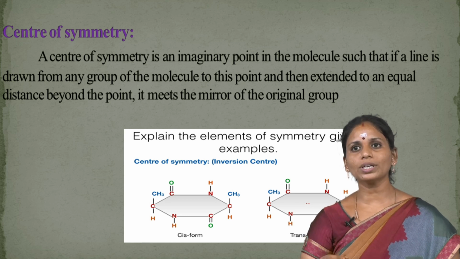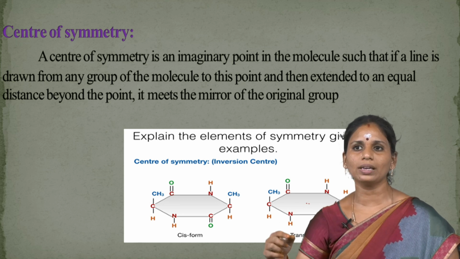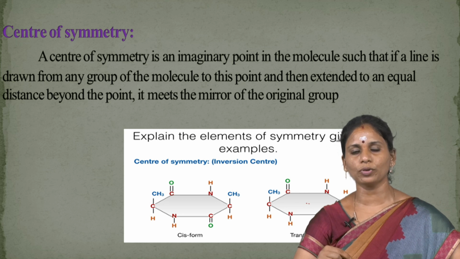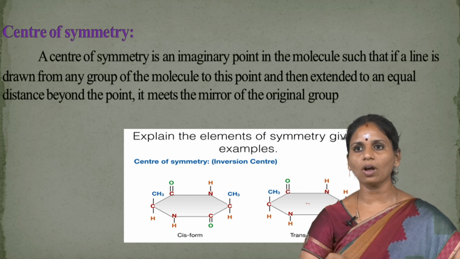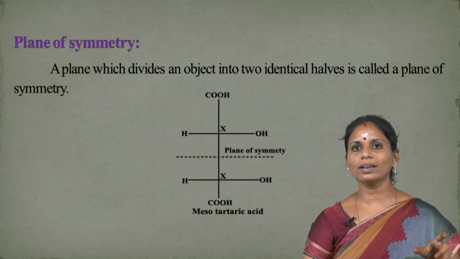A center of symmetry is an imaginary point in a molecule such that if a line is drawn from any group of the molecule to that point and then extended to an equal distance beyond that point, it meets the mirror of the original group. That is the center of symmetry. Next comes plane of symmetry.